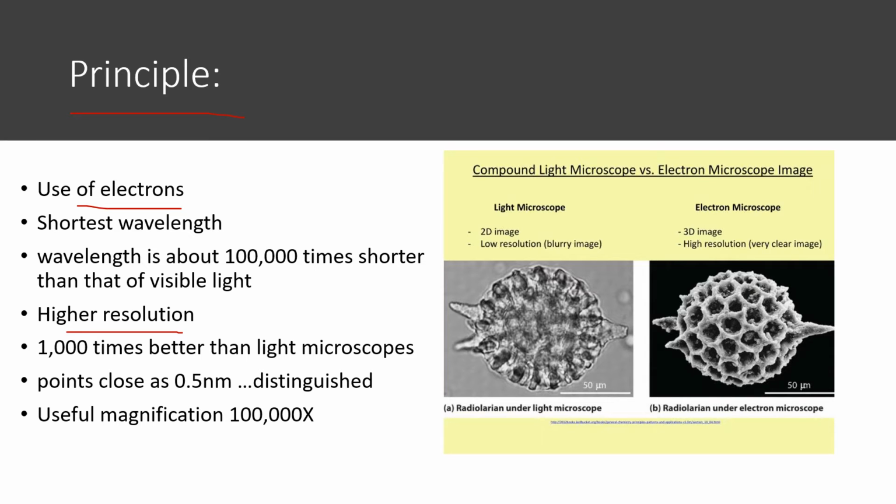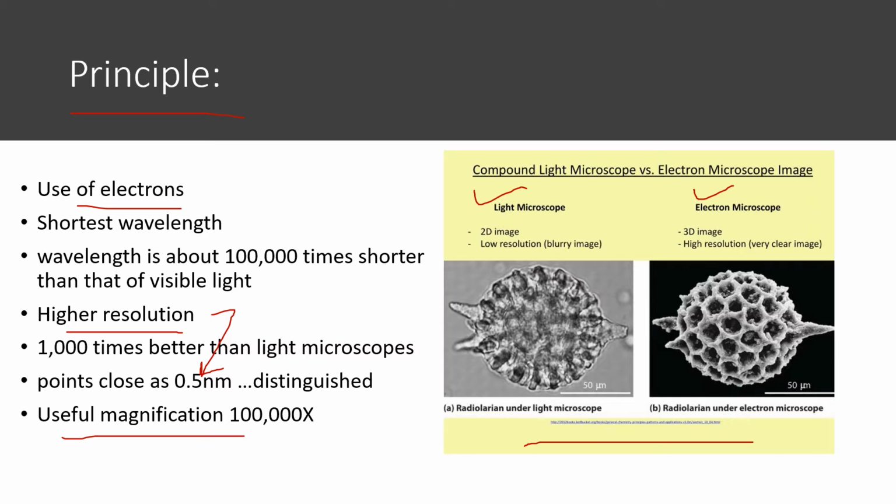And so when we have high resolution, that means points as close as 0.5 nanometer can now be distinguished, and the useful magnification that we are getting is again 1 lakh times. I'm not talking about the magnification, I'm talking about the useful magnification, which is 1 lakh times. You can appreciate the resolution given by a light microscope and an electron microscope.